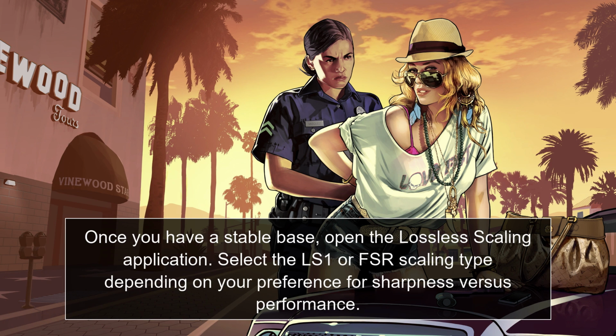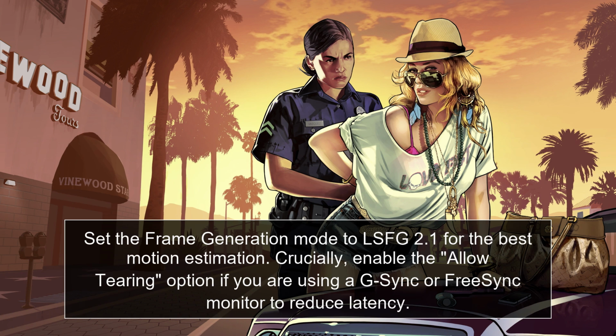Once you have a stable base, open the Lossless Scaling application. Select the LS1 or FSR scaling type, depending on your preference for sharpness versus performance. Set the frame generation mode to LSFG version 2.1 for the best motion estimation. Crucially, enable the Allow Tearing option if you are using a G-Sync or FreeSync monitor to reduce latency.